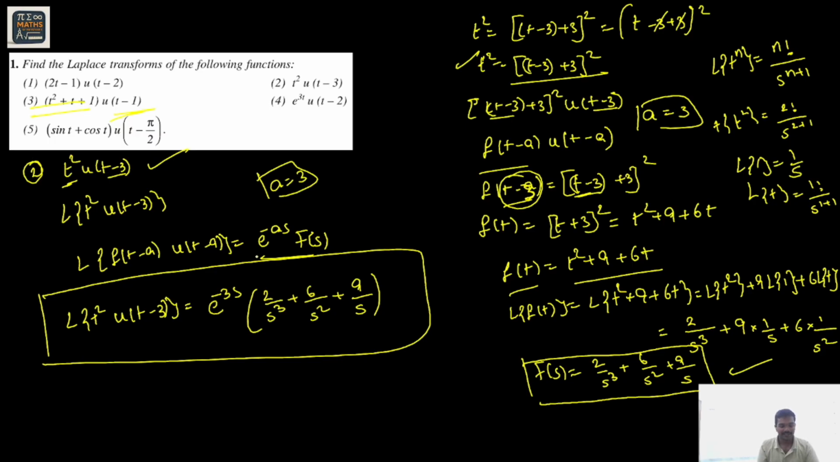Next, third problem: t square plus t plus 1 into u of t minus 1. We convert the t terms into t minus 1 form. t square plus t plus 1 into u of t minus 1.